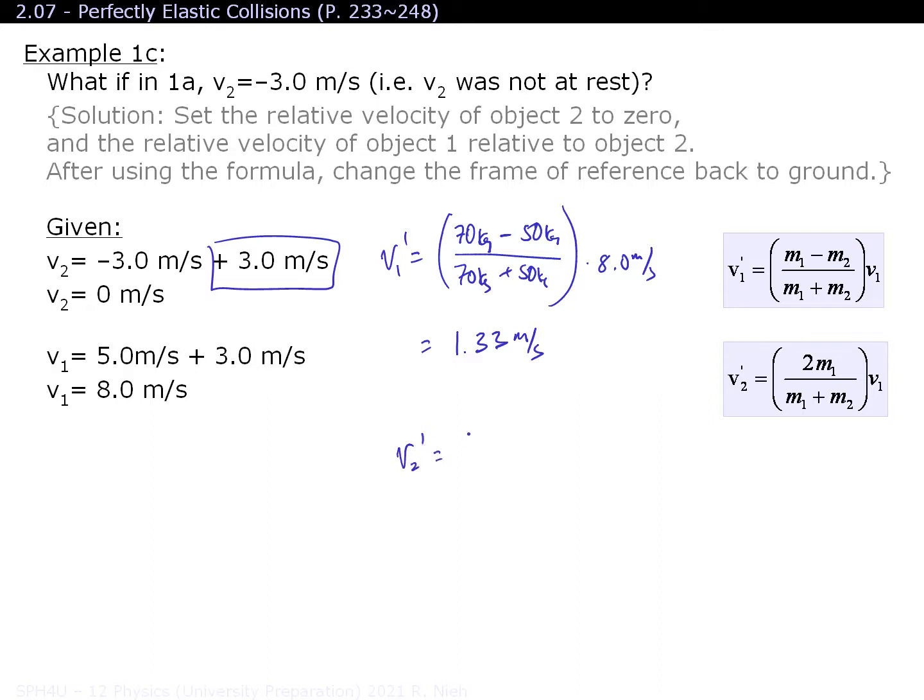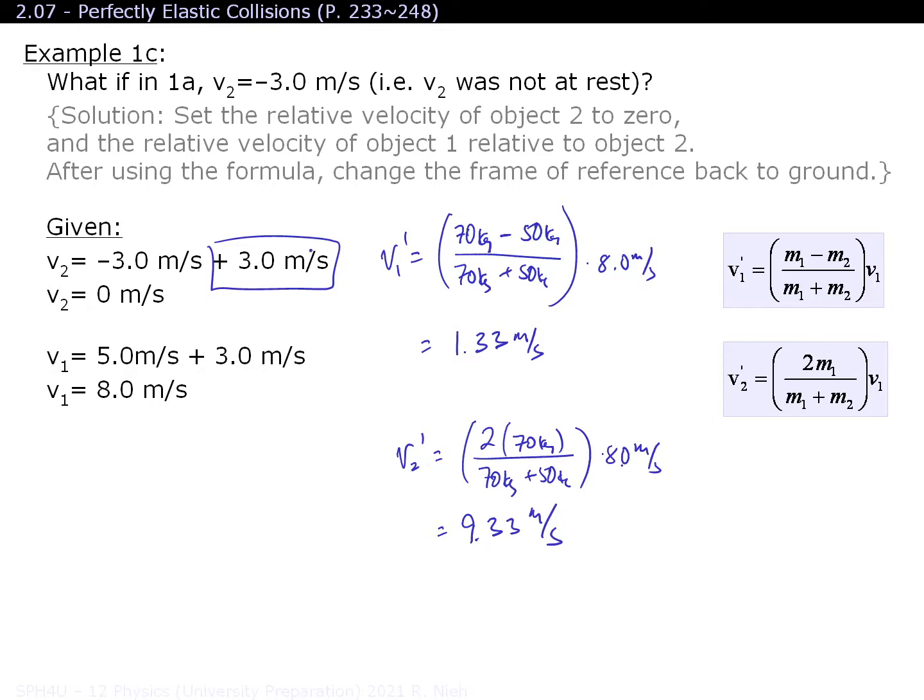V2 apostrophe is equal to 2 times mass of object number 1 divided by 70 kilograms plus 50 kilograms times 8 meters per second, divided by 120. There you go. Multiplied by 8, and that will give me 9.33. That's better.